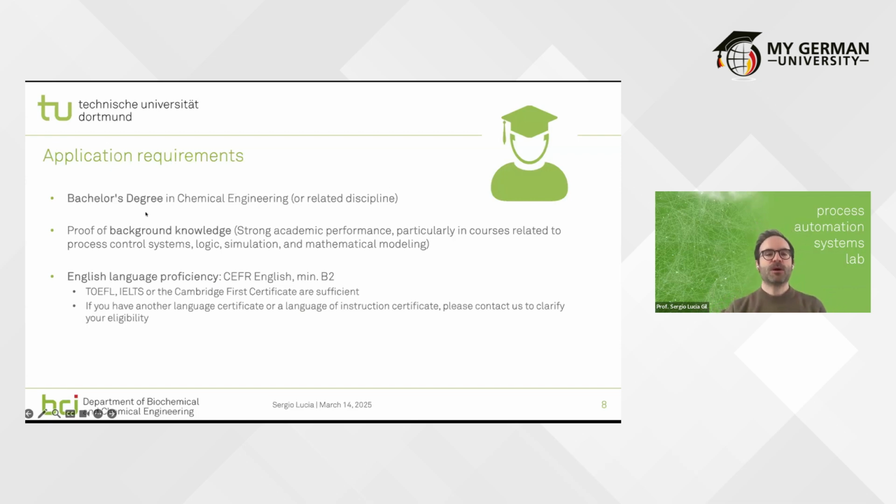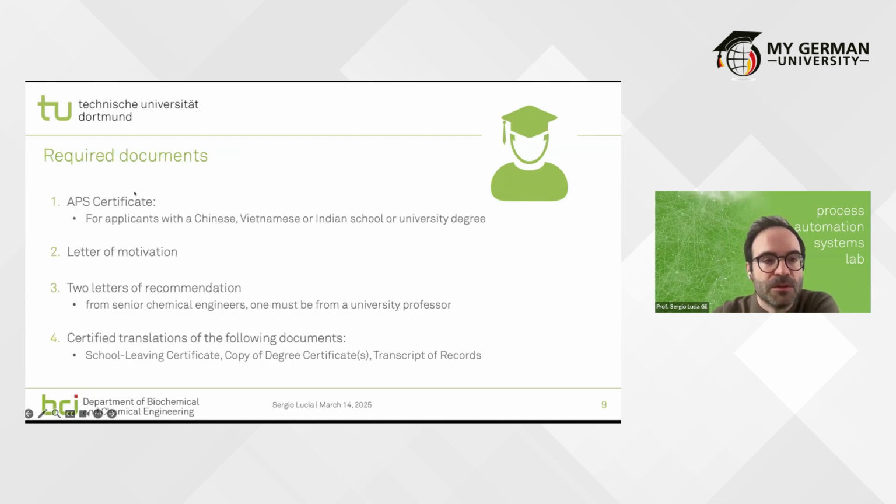So what do you require to apply? You require a bachelor's degree in chemical engineering or a related discipline. If it's a related discipline, we check that you have enough knowledge on what is important for process systems engineering, right? So process control, system logic, simulation, mathematical modeling, those are necessary things that you should have. A bachelor's degree in chemical engineering usually has these basics, right? It's a program that is taught in English, so you also require English language proficiency at the level B2. And this is basically what you need to apply: APS, letter of motivation, 2 letters of recommendation, and certified translations of some documents. Very good.